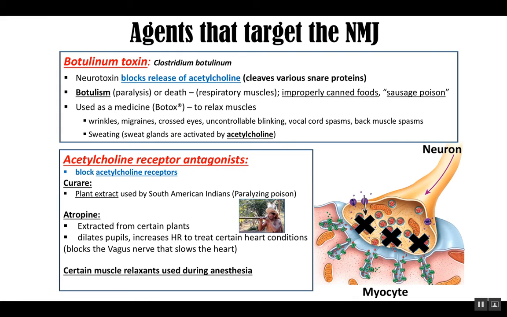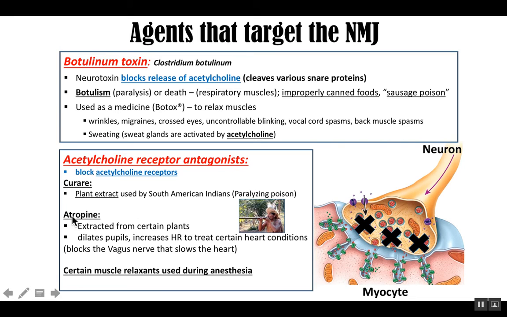In South America, years ago, the Indians discovered that if they take a plant extract called curare and put it on their darts, they can paralyze their prey or even their predators. This paralyzing poison is an acetylcholine receptor antagonist, and if you use high enough doses, an animal's or a person's muscles can't contract and you can paralyze them.